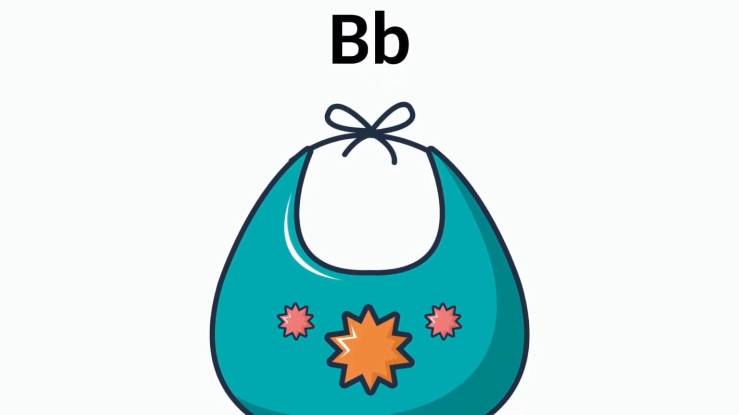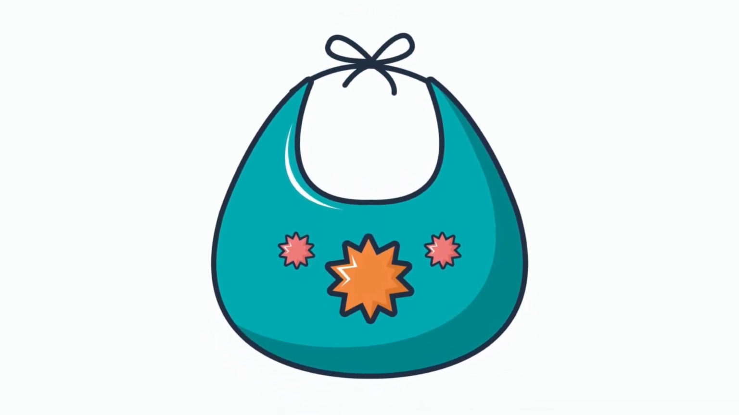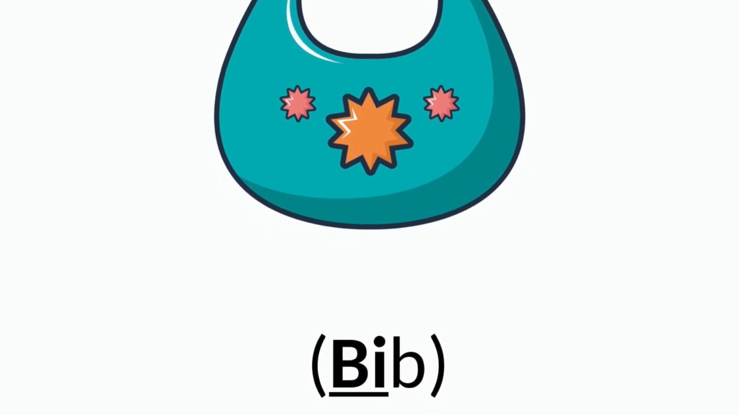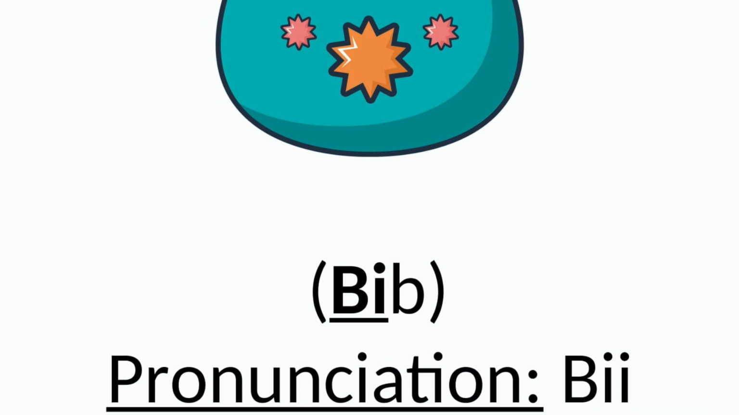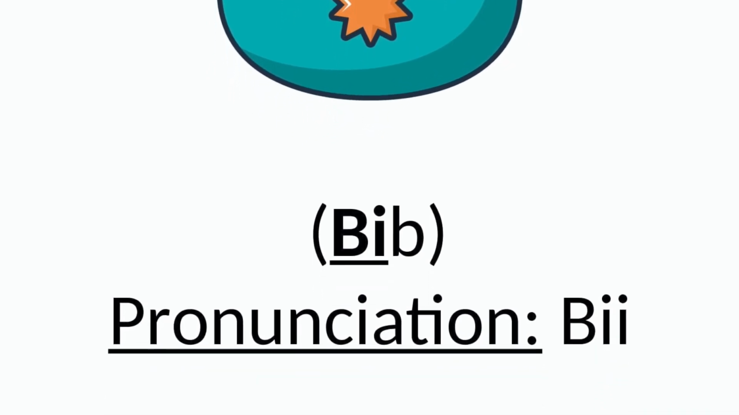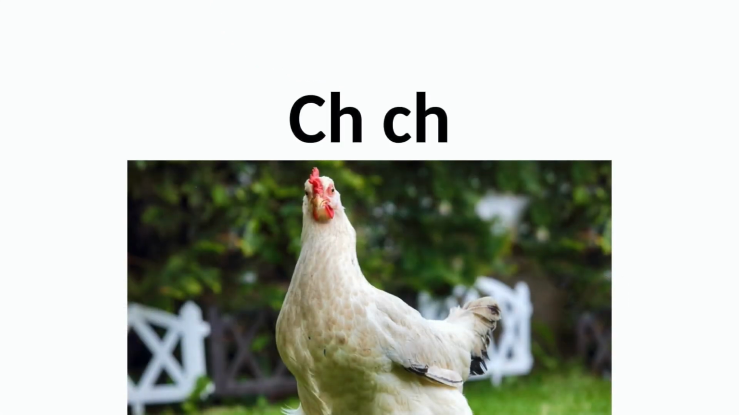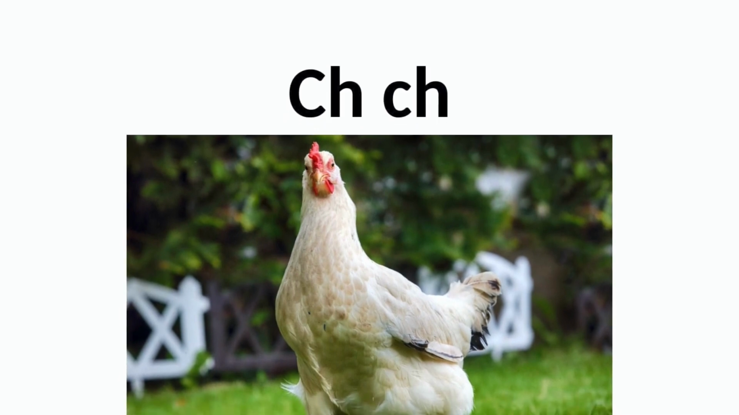The next Igbo alphabet is B. The Igbo alphabet B is not pronounced the same way as in the English alphabet B. It is pronounced as in the letters B-I, B, in the English word bib. Say it with me. B, B, B, B, as in bib.